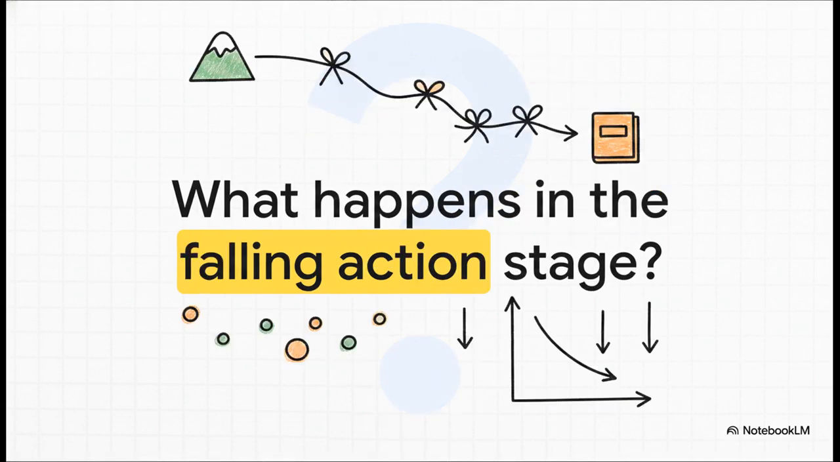Question 4. What happens in the falling action stage? Remember that feeling right after the climax? The falling action is the necessary cool down. It's where the author systematically ties up loose ends, resolves those minor subplots, and safely guides us down from the peak of tension toward a satisfying ending.